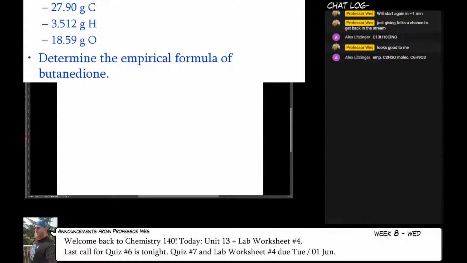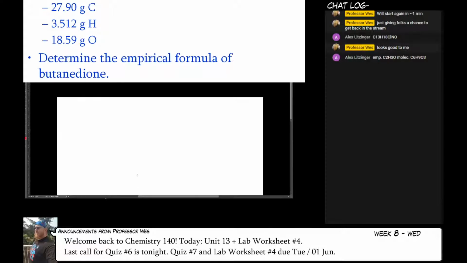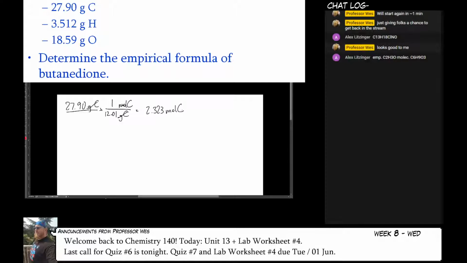So clean out this. All right, so here's our masses. We've done it all day. So we'll convert to moles. And I got 2.323 moles of carbon.